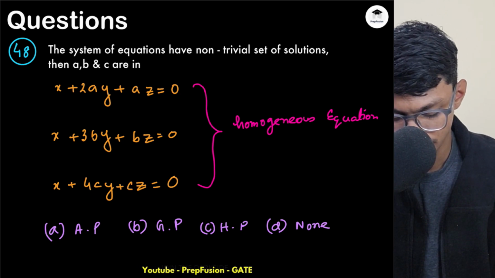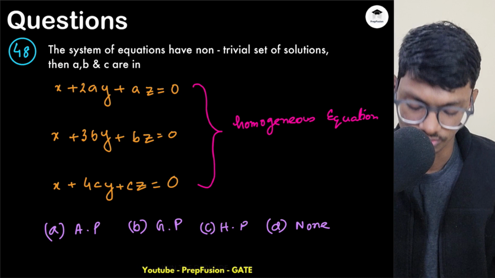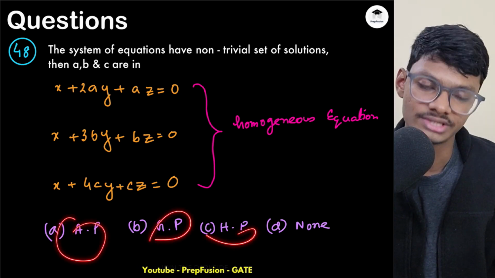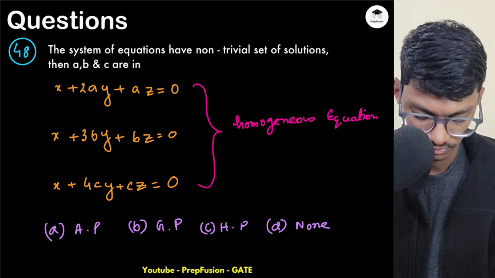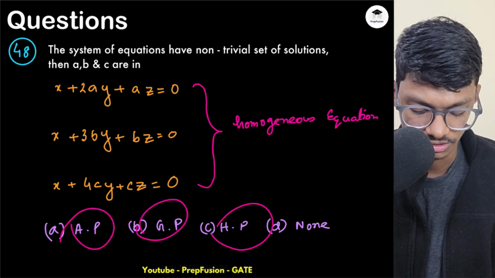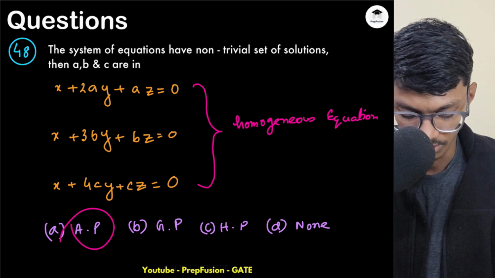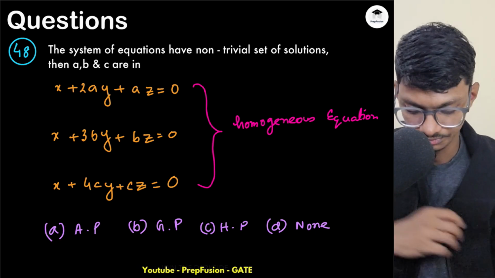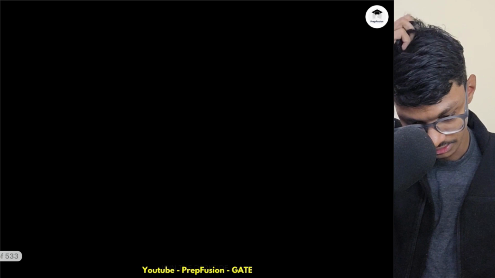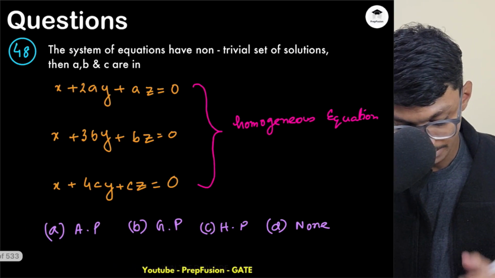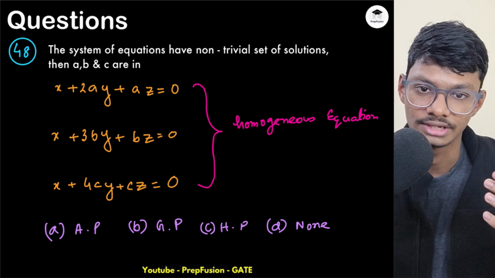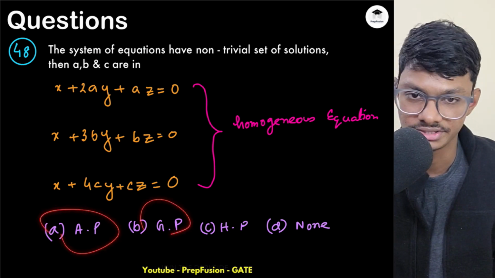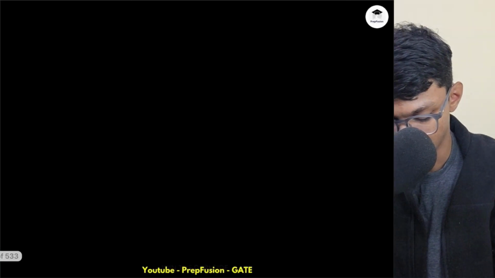So next they are asking whether A, B, C are in AP, GP, or HP. This we have already learned in childhood, whether they are in arithmetic progression, geometric progression, or harmonic progression. So let's try to solve this using the determinant, and then check the relationship between A, B, and C, and from there we'll understand which type of progression it follows. So obviously I will again write the coefficient matrix.